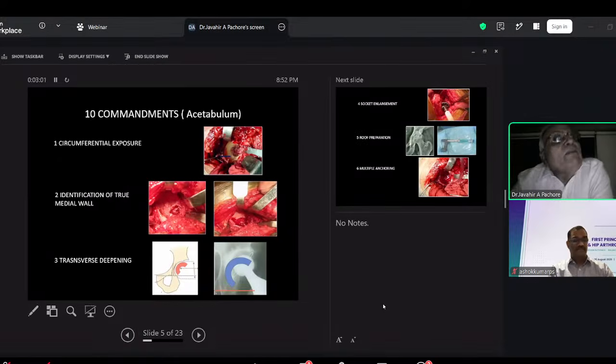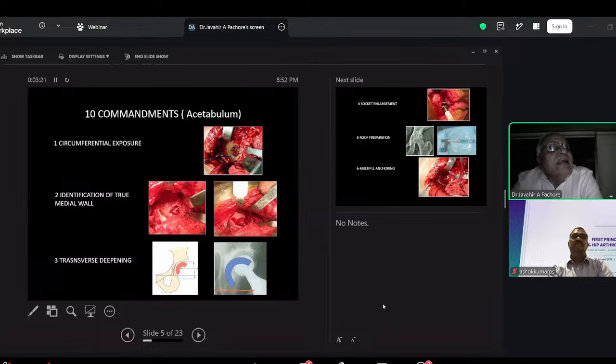There are 10 commandments on the acetabular side. You have to have 360-degree circumferential exposure. Whatever approach you use, whether it is a Harding, posterior or DA, the 360 degrees of exposure is absolute. You can't do a blind procedure.